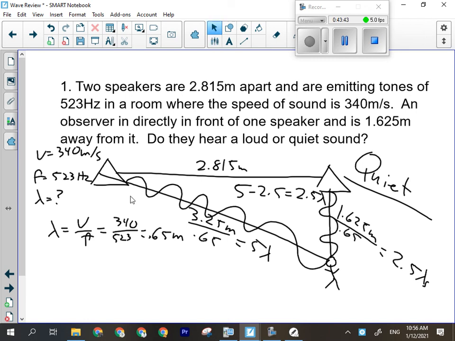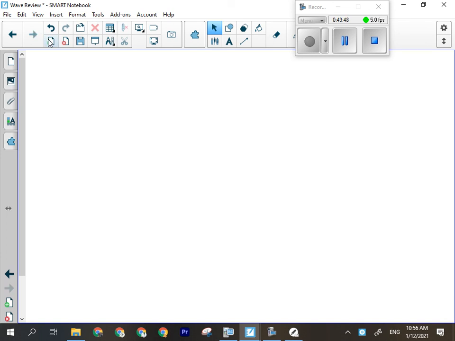Could you please do another Doppler effect? Another Doppler effect question, sure. Okay.